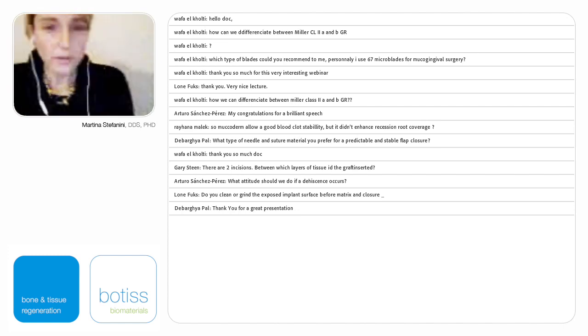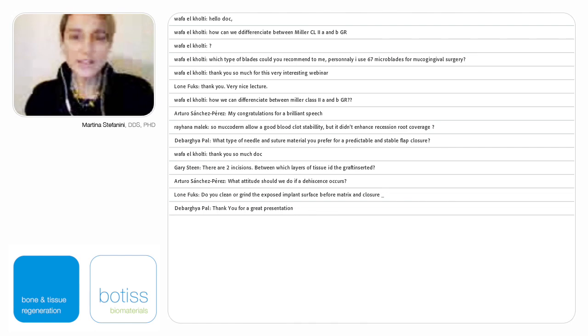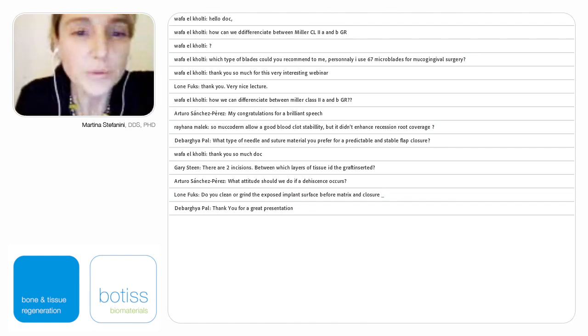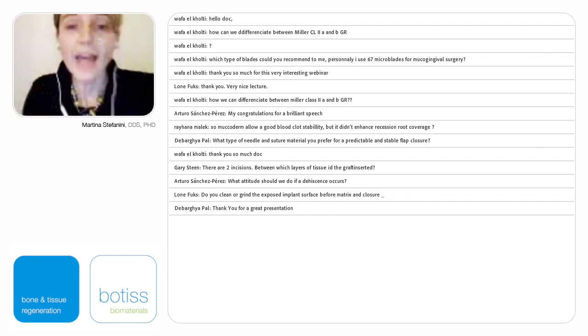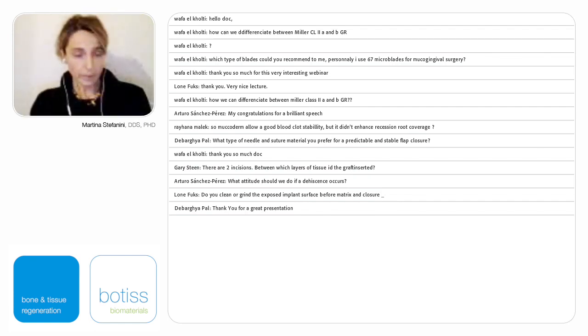I'm now trying to read your questions, and one question is regarding the type of blade, and I usually prefer the 15C blade. You can use also some micro blade, but the 15C blade for me is the right blade to perform this kind of surgery.